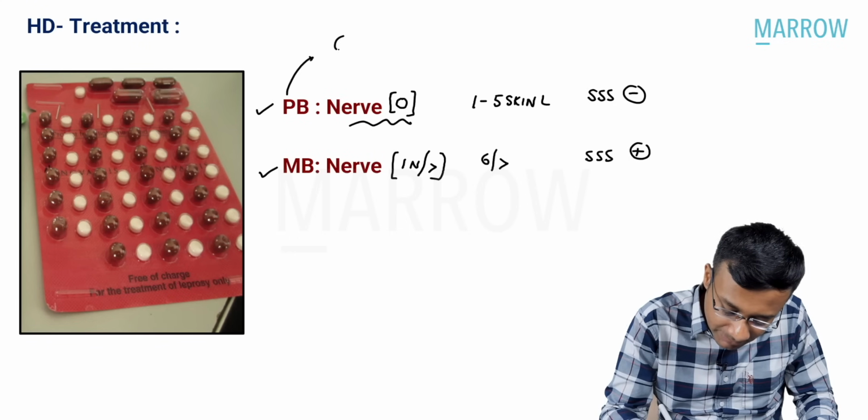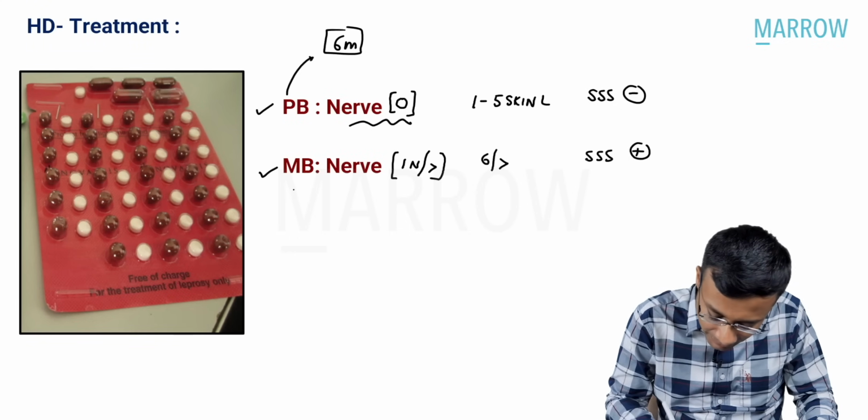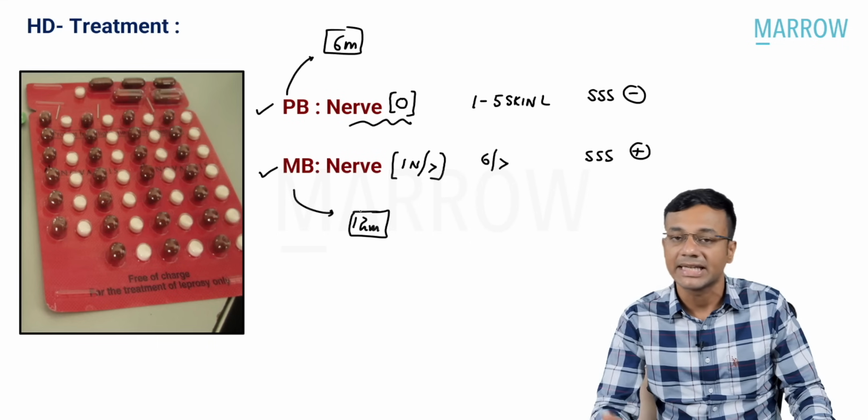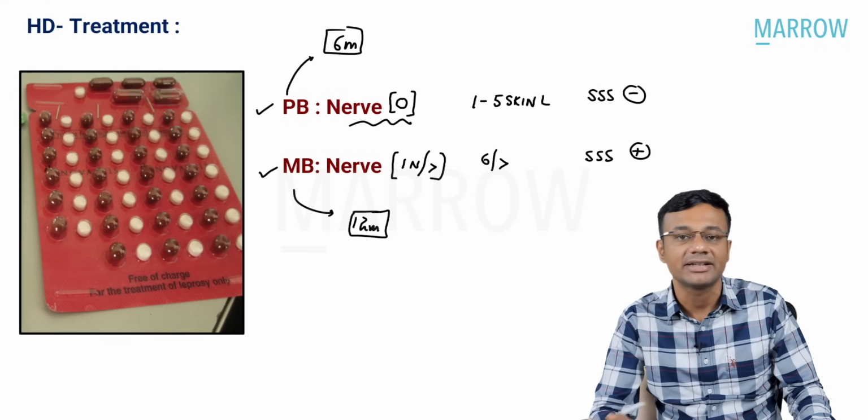The duration of treatment is going to be 6 months for paucibacillary. For multibacillary, it's going to be 12 months. And we are going to give all the 3 drugs in both paucibacillary as well as multibacillary treatment.